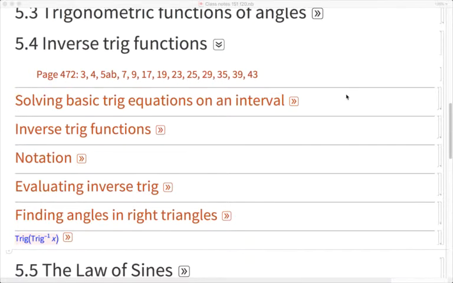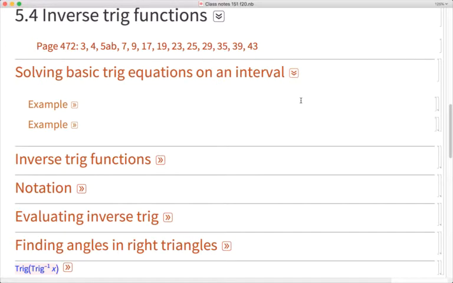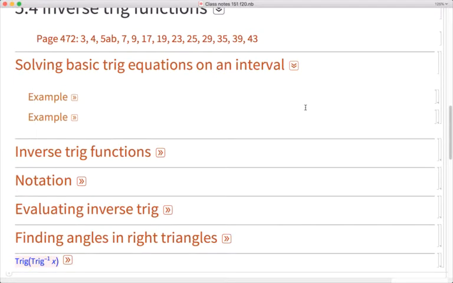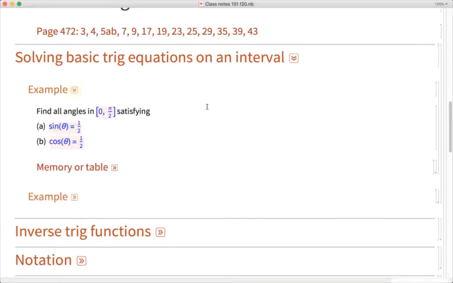All right, section 5.4 on inverse trig functions, so inverse trigonometric functions. A little bit shorter of an assignment this time. Hopefully it'll go quickly as well, though. Solving basic equations on an interval, so basic trig equations.